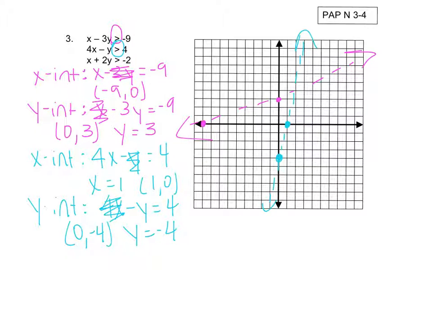Okay, so your test point, we're going to get 0 is greater than 4, which is false. So we do not need to shade where 0, 0 is at. So I forgot to shade on the pink one. On the pink one, we need to plug in a test point, my bad. We're going to get 0 is greater than -9, which is true. So I need to shade where 0, 0 is at.